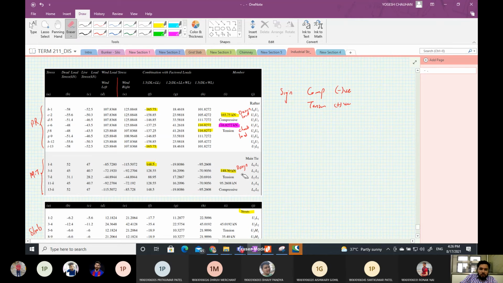Design load, and it should be checked for the compression force of 195.0626 kilonewtons. That is the check load. So you design it for 148 kilonewton, but you should also check it for 95.2608 kilonewton compressive load. So design it as a tension member and check it as a compression member for this much load.